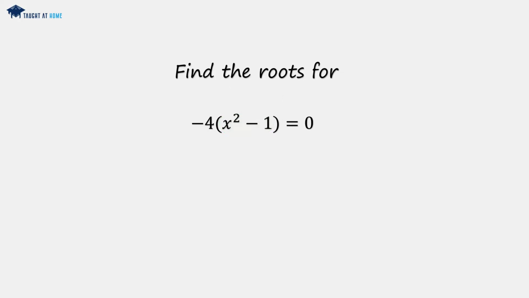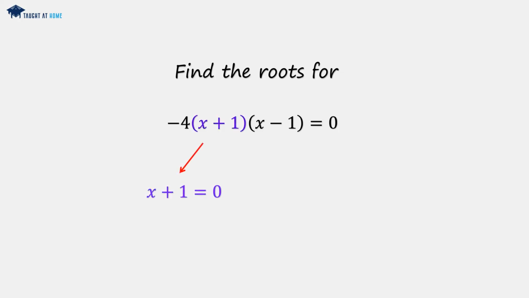The term in the brackets, x² − 1, is a difference of two squares, and it can be factorised as (x + 1)(x − 1). So let's take the x + 1 bracket. We want x + 1 to equal 0 for the whole equation to equal 0. Therefore, x is equal to −1. For x − 1, we want this bracket to equal 0, and so x is equal to 1.